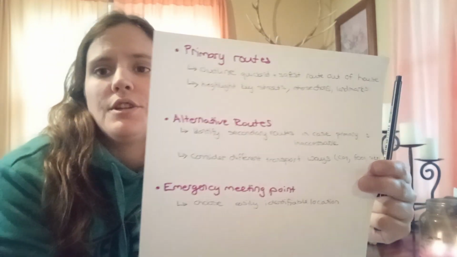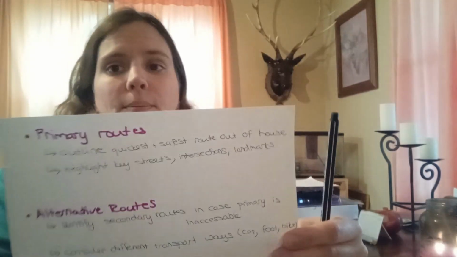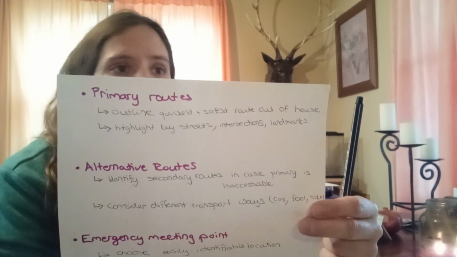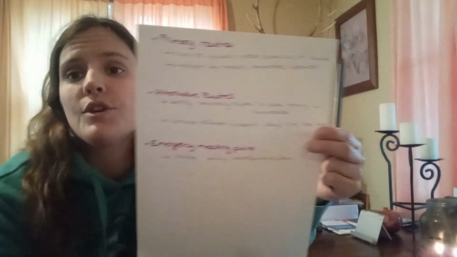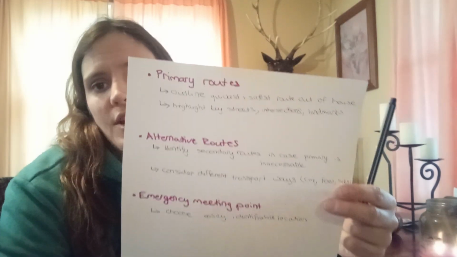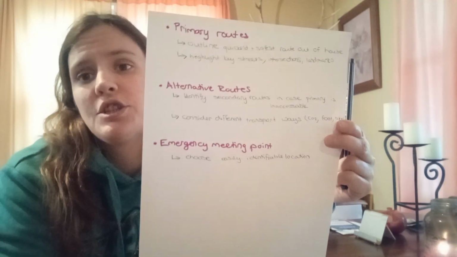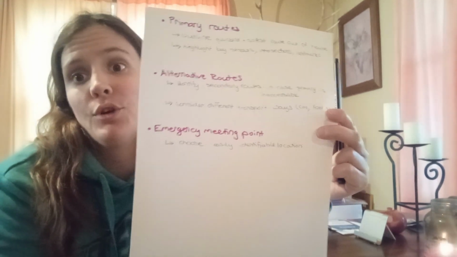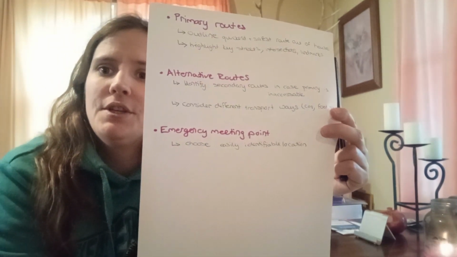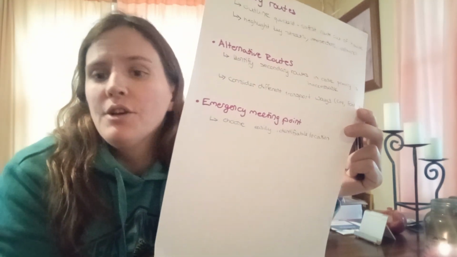Then you go with an alternative route. What if the route you want to take doesn't work? It might be because one of the roads or intersections is not accessible, or there's an accident or something. So you want to make sure you have alternative routes. Then make sure you have an emergency meeting point. Your family members might be in another location, so find a spot where you all can meet easily.